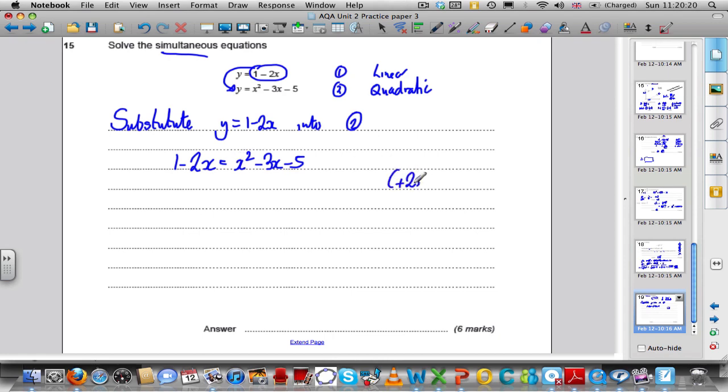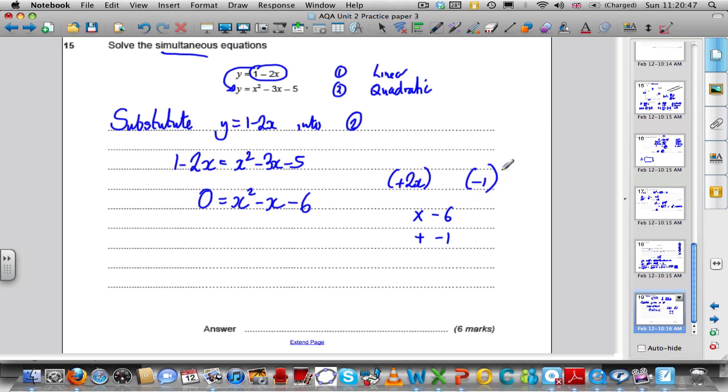So I'm going to add 2x to both sides, and I'm going to subtract 1 from both sides to remove these. And I'm going to get 0 is x squared. Okay, minus 3x plus 2x is just minus x. And minus 5 minus 1 is minus 6. Now we're going to try and factorize. Two numbers that multiply to negative 6 and add up to negative 1.